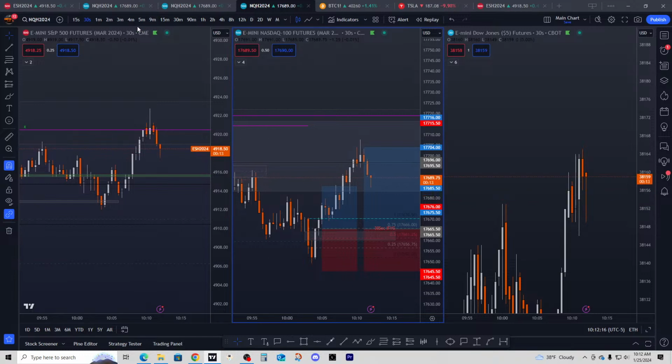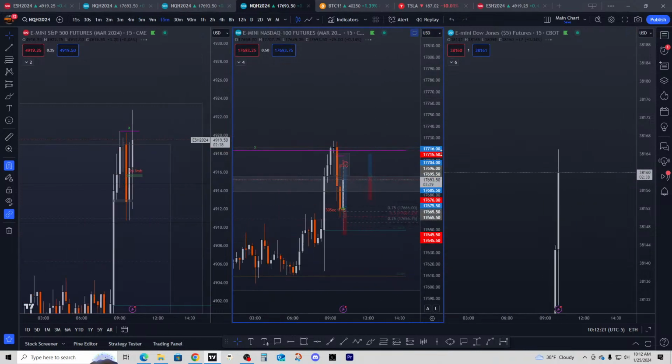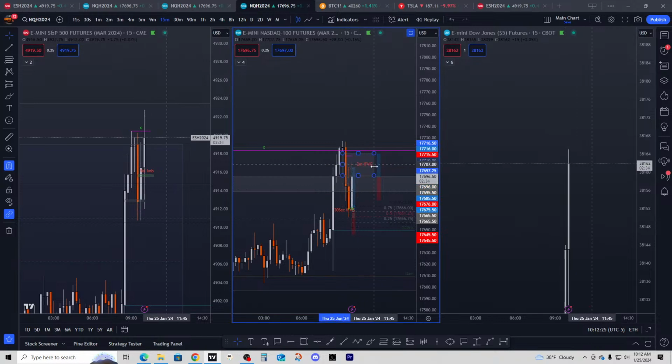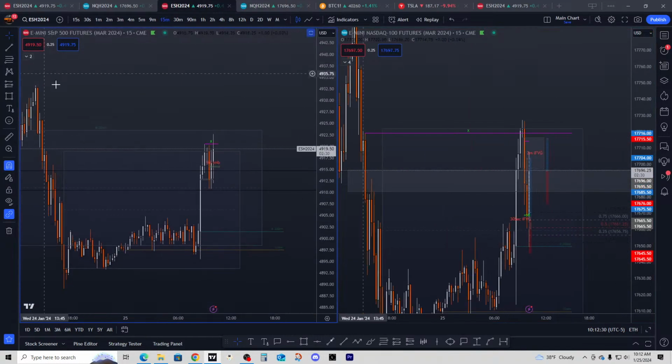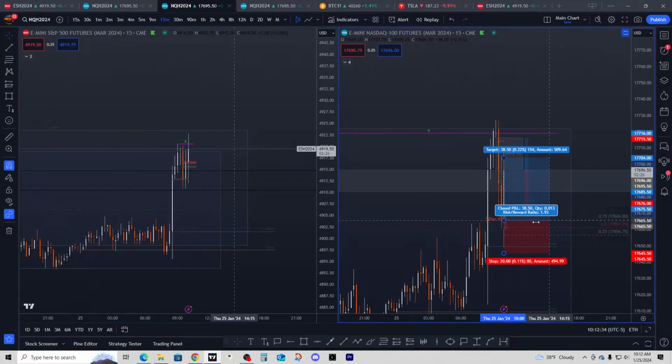So now what's going to happen? That's the question. I'm kind of interested in the short now, to be honest. But since the higher time frame is just so bullish, it could still go bullish. So I don't have a bias right now.